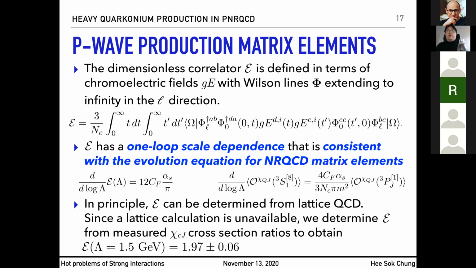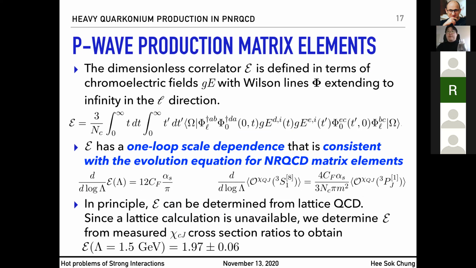This correlator has a one-loop scale dependence that can be easily verified by calculating this in perturbative QCD. The result looks like this. And this is consistent with the evolution equation for NRQCD matrix elements, which is given in this form. We can simply plug in this one-loop scale dependence to these formulas to reproduce this evolution equation.